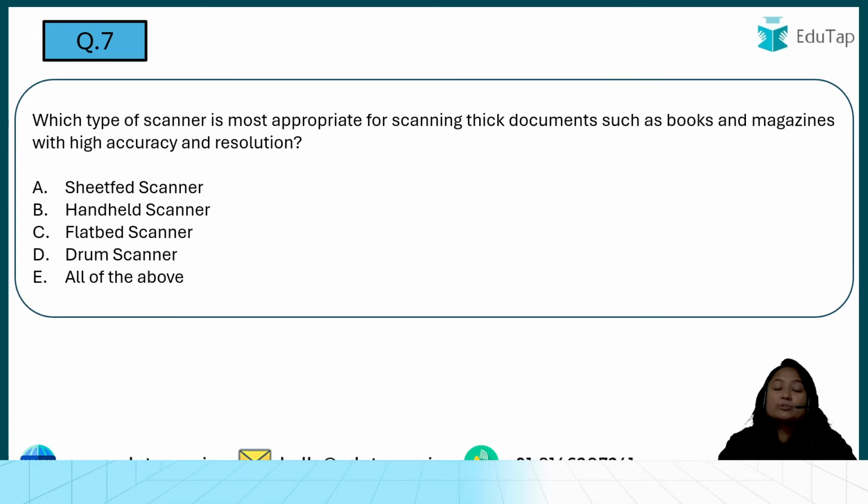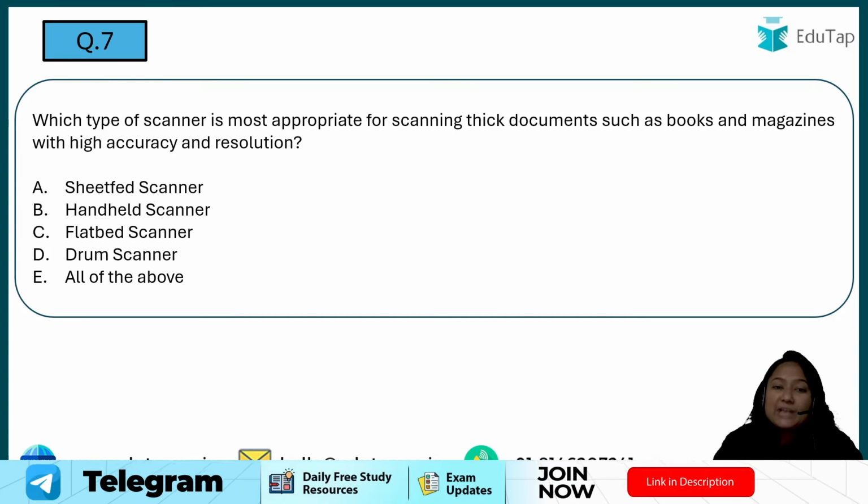Alright, moving to the next question. Which type of scanner is most appropriate for scanning thick documents such as a book or magazine with high accuracy and resolution? Sheet fed scanner, handheld scanner, flatbed scanner, or drum scanner?